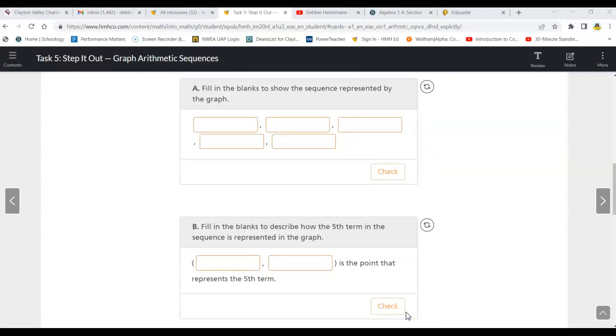Fill in the blanks to show the sequence represented by the graph. What are the values for y? What are all the values of the terms of the sequence? And then following on to that is B, fill in the blanks to describe how the fifth term is represented. You're going to put your x here, your position, and whatever that y is at your input, which is 5, you're going to put that there.